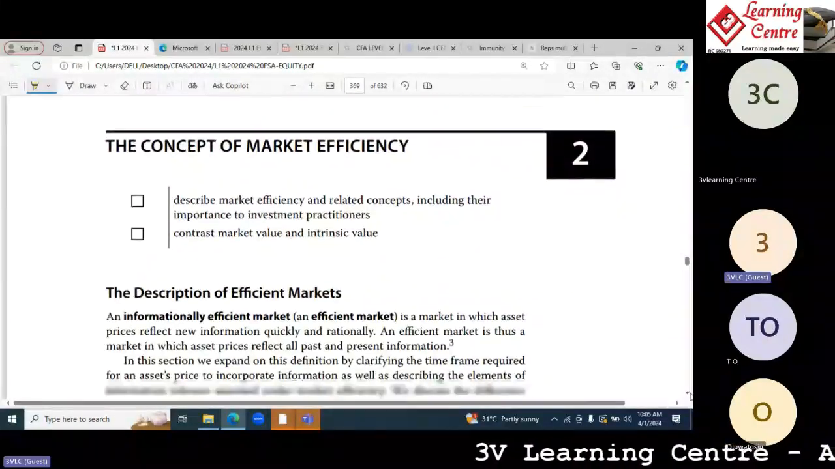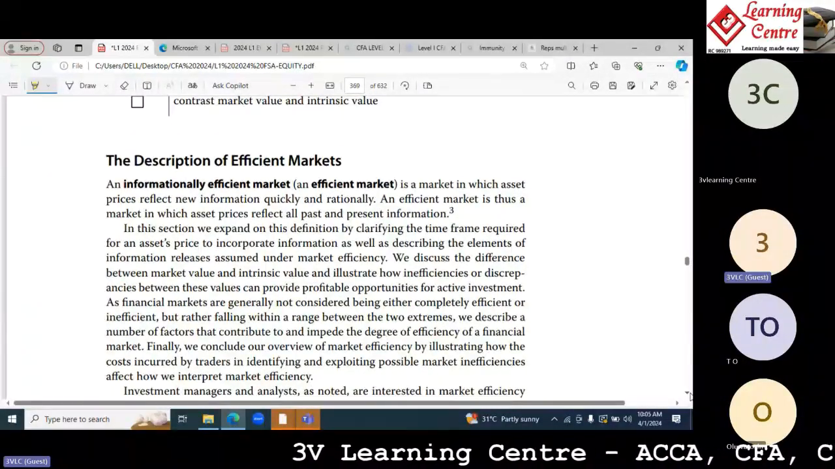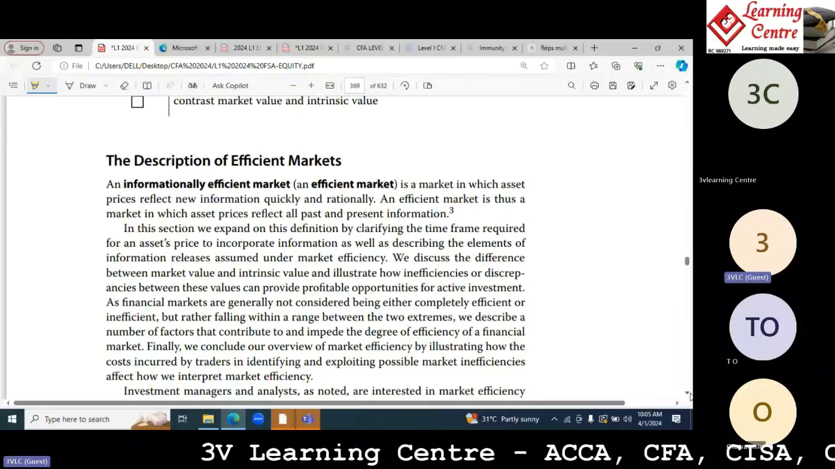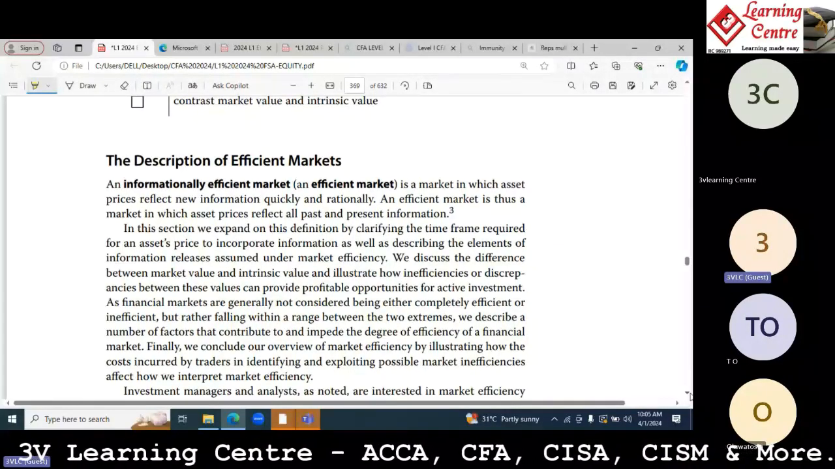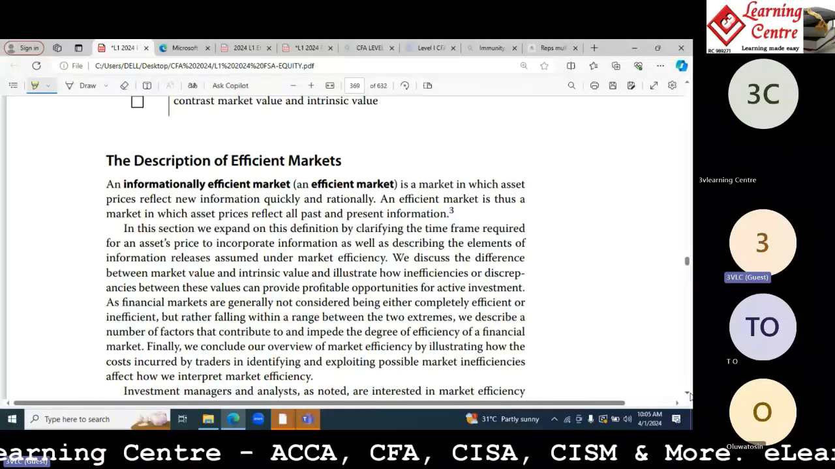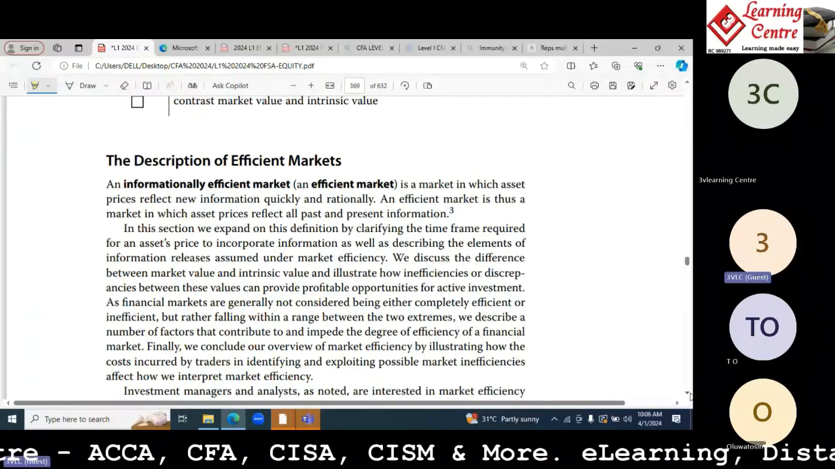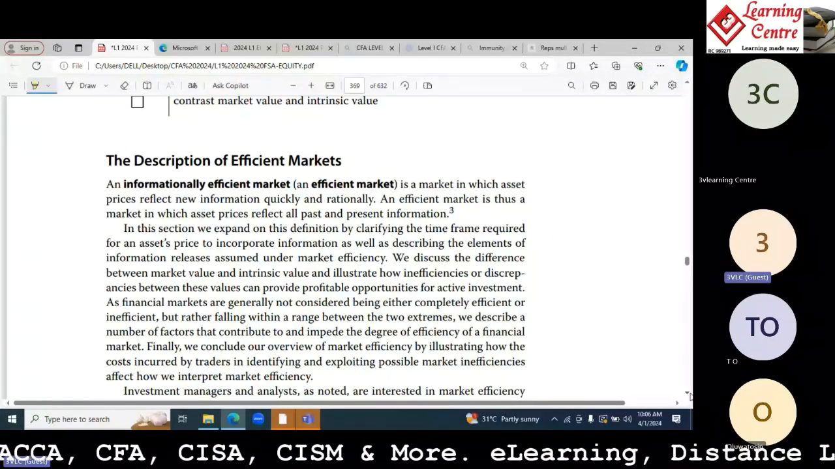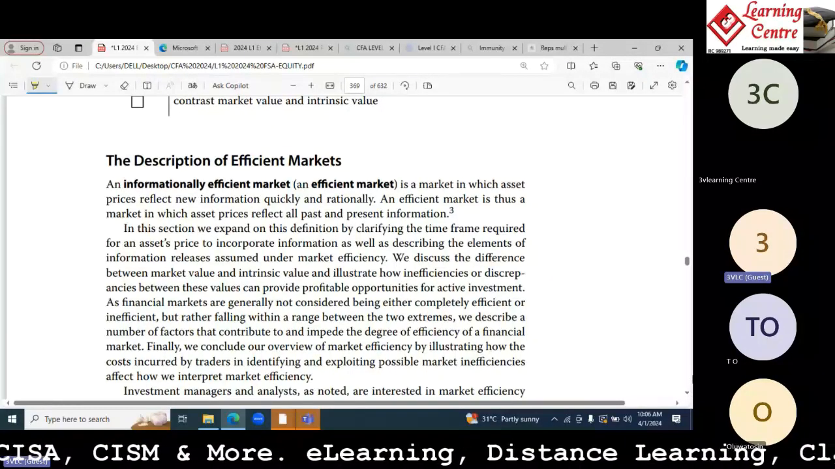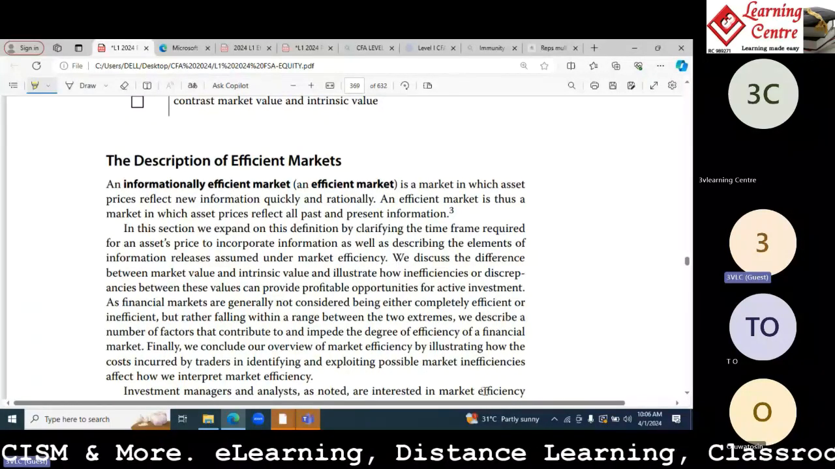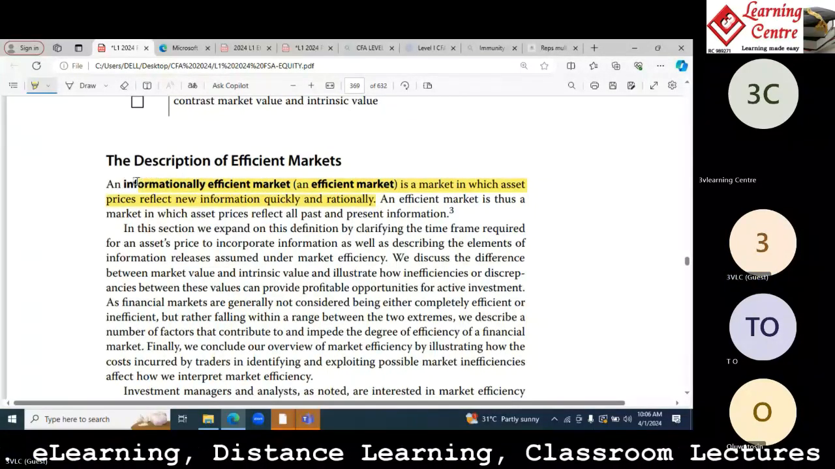Now, the concept of market efficiency, the description of an efficient market. There's something we call informational efficiency. An informationally efficient market is a market in which asset prices reflect information quickly and rationally. And that's what we have here.